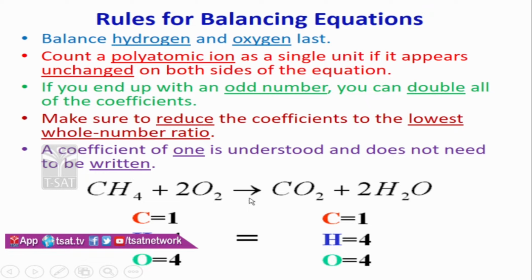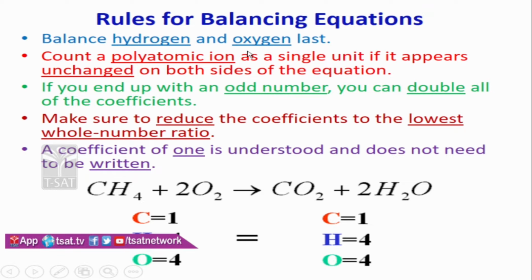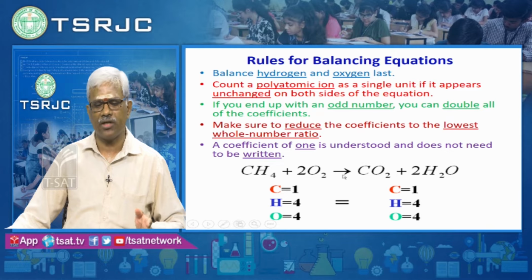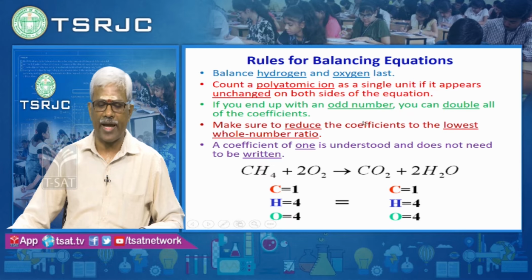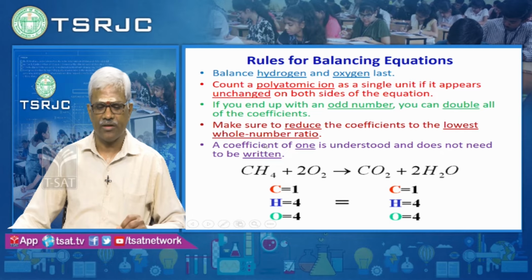Now, some of the rules in balancing the equation. Balance hydrogen and oxygen at the last in a chemical equation. While balancing the skeletal equation, we have to give top priority to atoms other than hydrogen and oxygen. Count polyatomic ions as a single unit if they appear unchanged on both sides of the equation. What is polyatomic? Polyatomic means two, three atoms: diatomic, triatomic, tetraatomic, such things. I discussed this in the first slide.